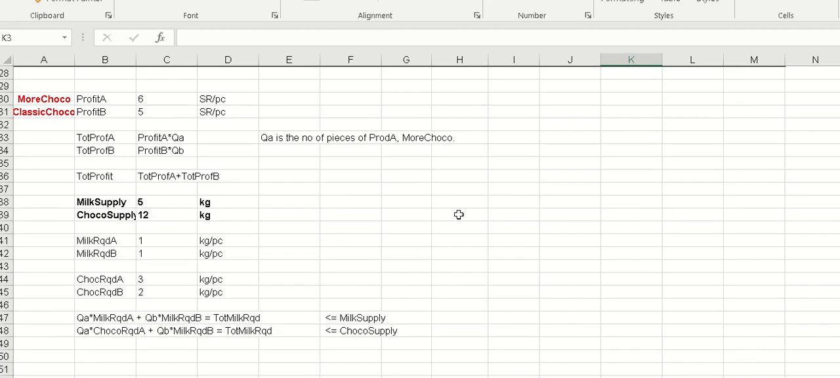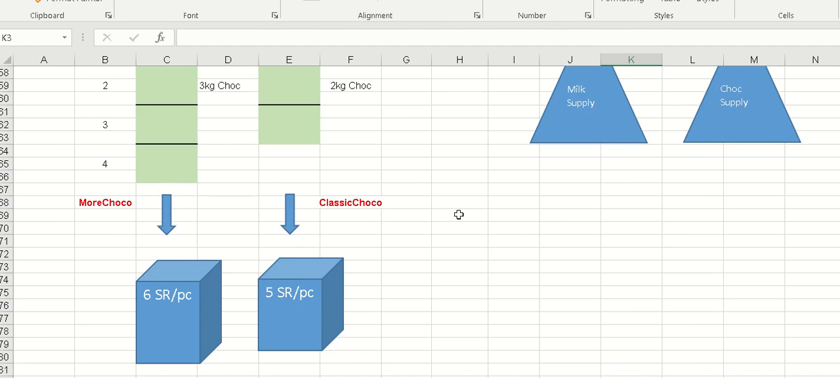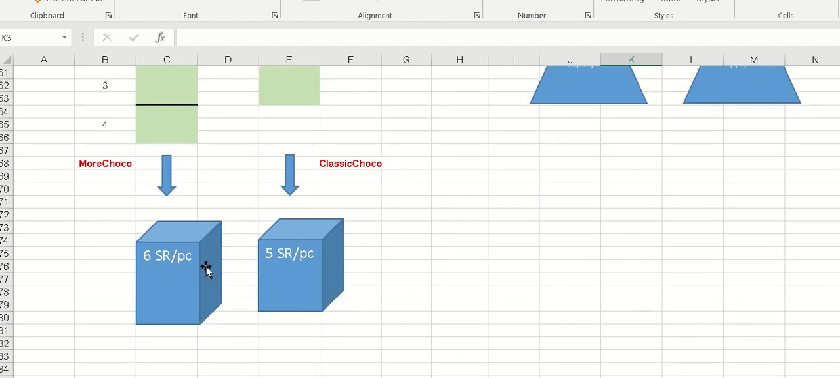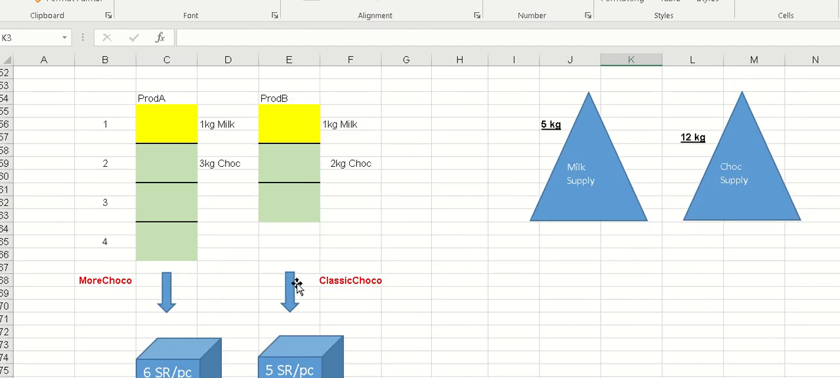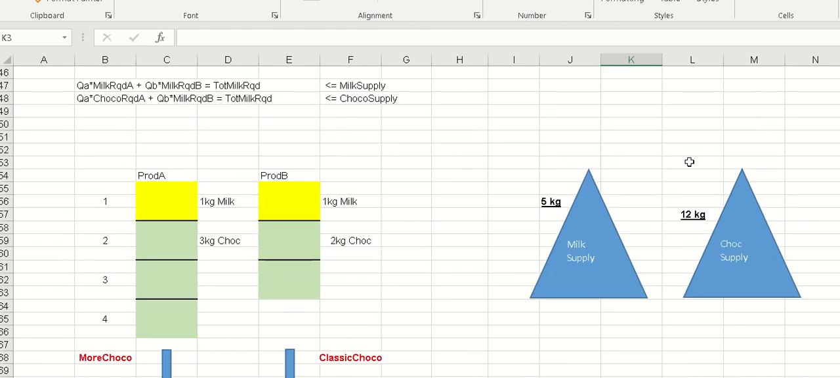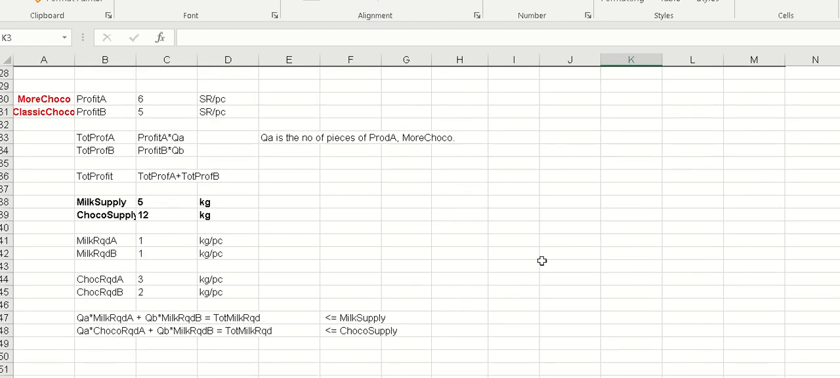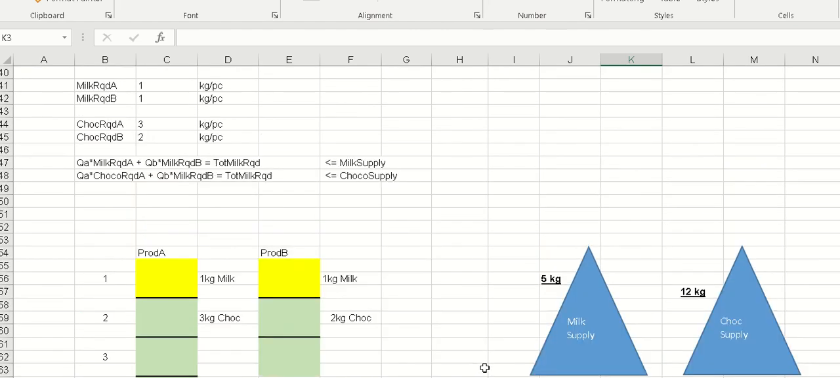You see, the problem is we have chocolate candies, and we would like to know how many pieces of product A, it's called more choco, and classic choco, product B. And we know that these are generating 6 SR and 5 SR, given this recipe and these limitations. So these are constraints. We cannot go beyond 5 kilograms of milk, and we cannot go beyond 12 kilograms of chocolate. This is our mathematical formula or algebraic formula on solving this particular problem.